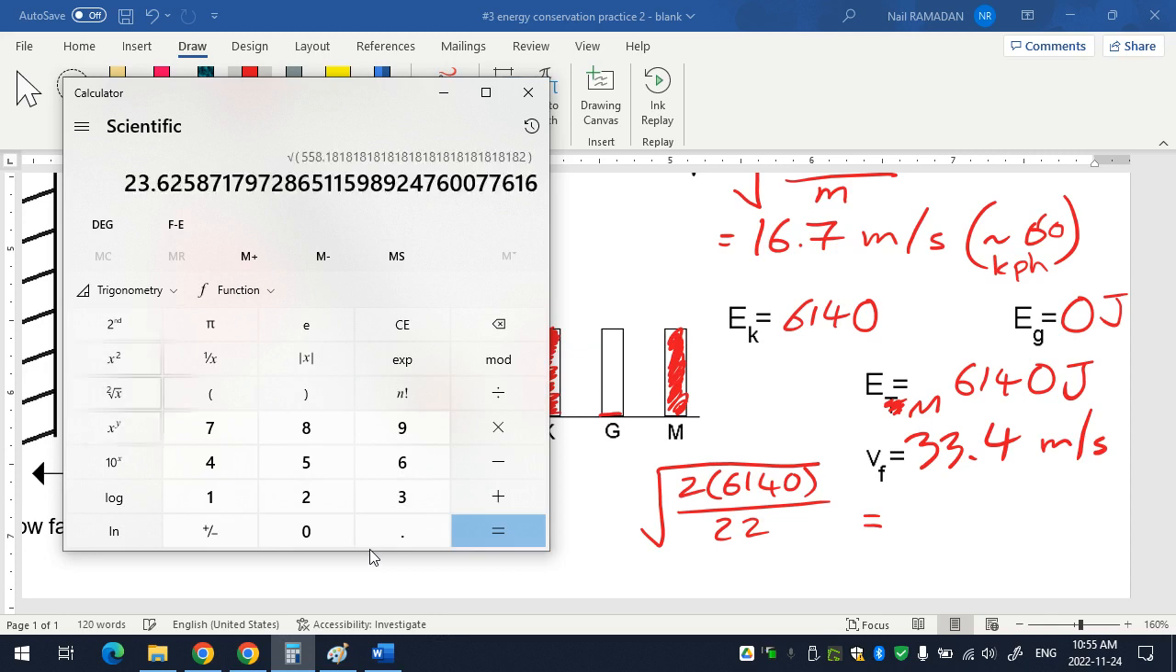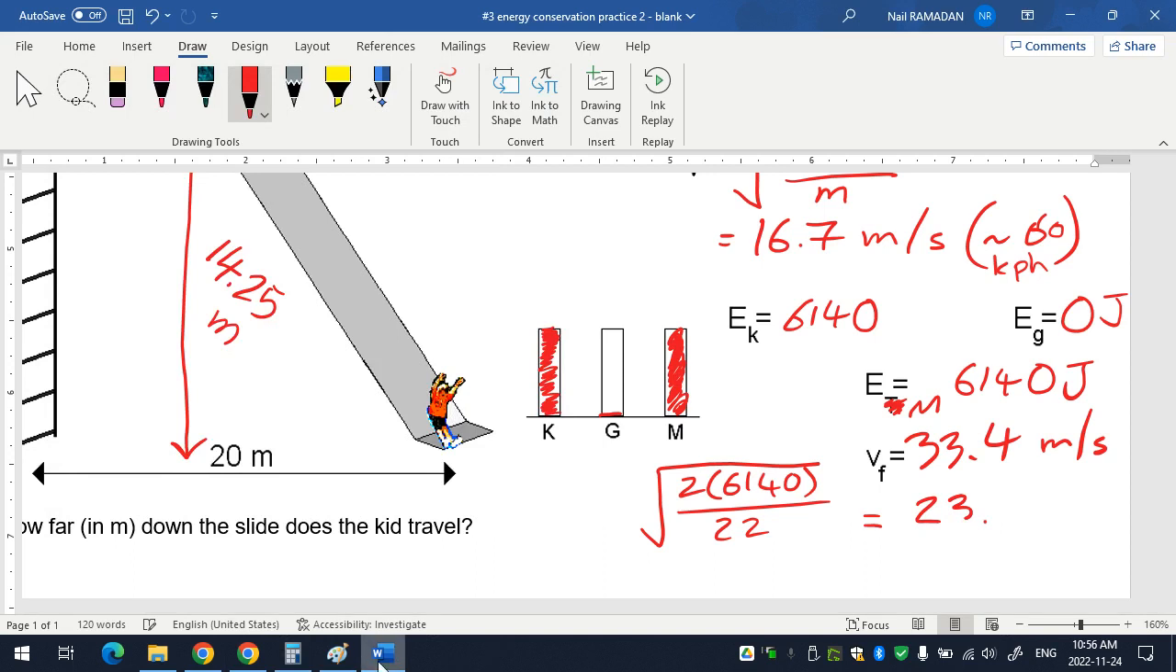Did they get to 33.4 meters per second? No, they got only to how much? 23 point. My question is, by the way, that is the correct answer. So go ahead, copy this down. Equals what? 23.6. Come on, 23.6 meters per second. Can someone multiply that by 3.6 to tell me kilometers per hour? 85. All right, 85 kph.